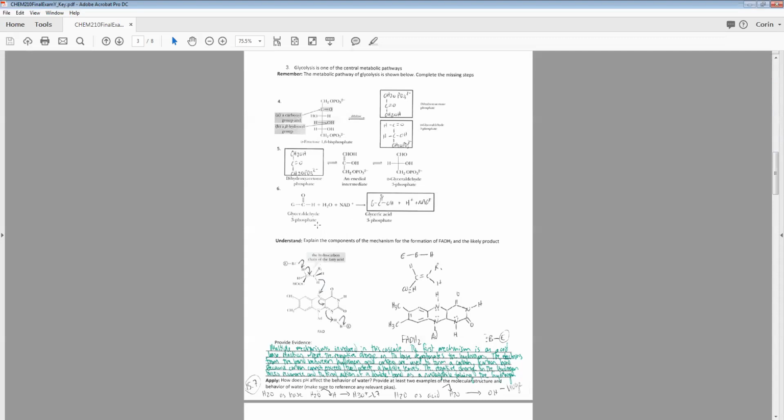And then the last step is an oxidation to take my glyceraldehyde 3-phosphate and convert that into glyceric acid. Notice I use G to represent everything else. There's no need to draw it out in its entirety.